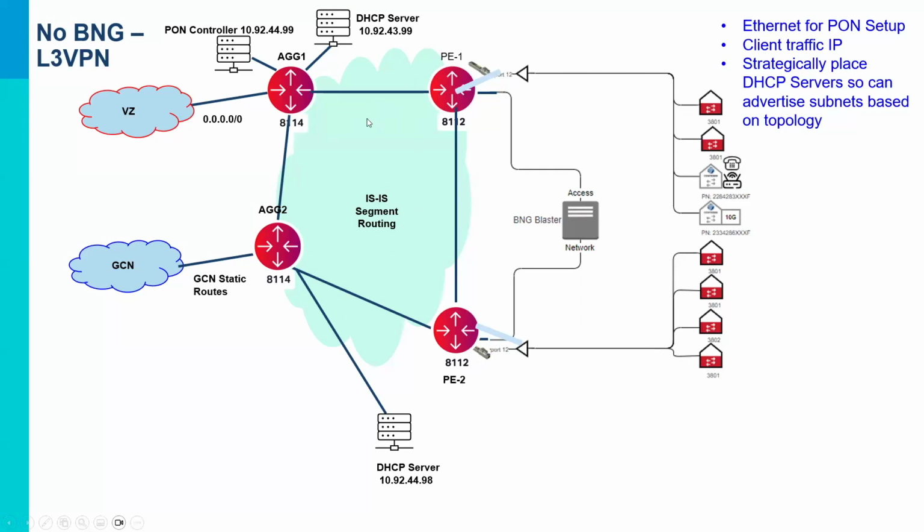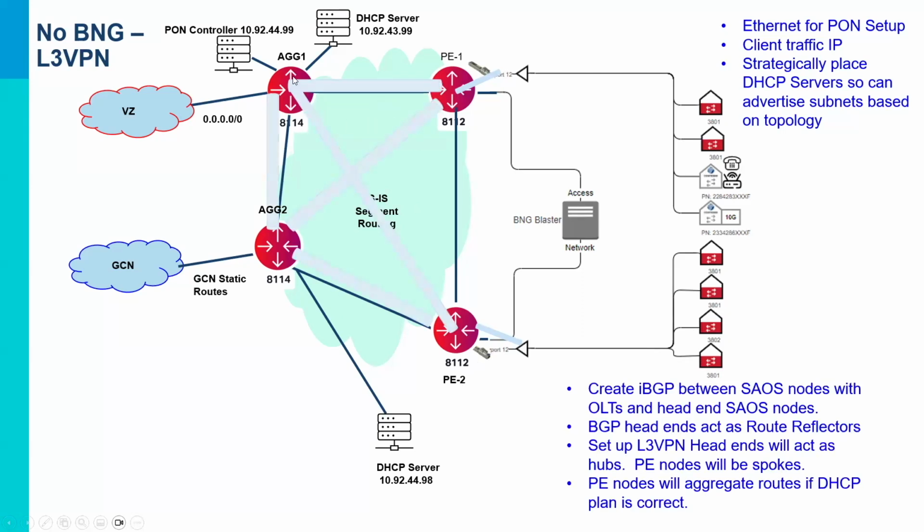So that's something to keep in mind. We create IBGP in the network between everything, basically anything that has access to an egress to the network and any of the PEs that have OLTs in them. The aggregation routers act as route reflectors. They're at the head end. So they're acting as route reflectors. And in the L3 VPN, they are the hubs and all the PEs are the spokes. So all the traffic is being learned this way. So all traffic is going to go through the aggregation routers.